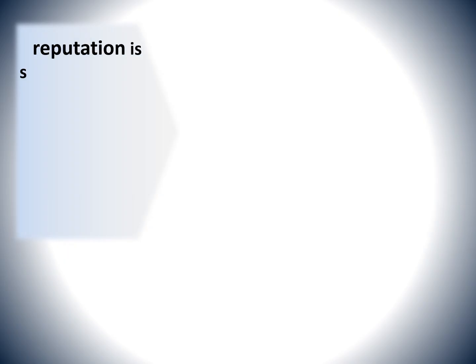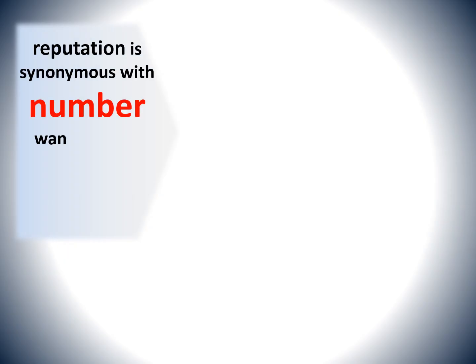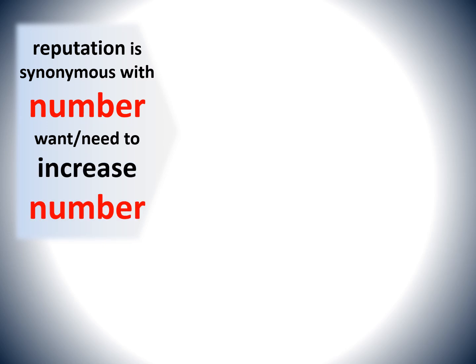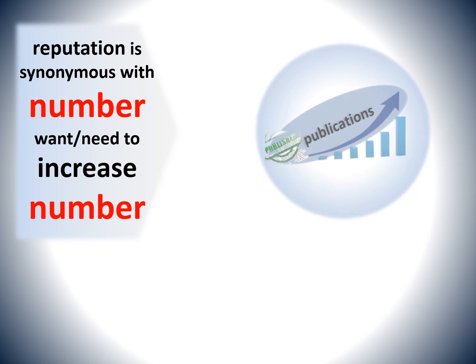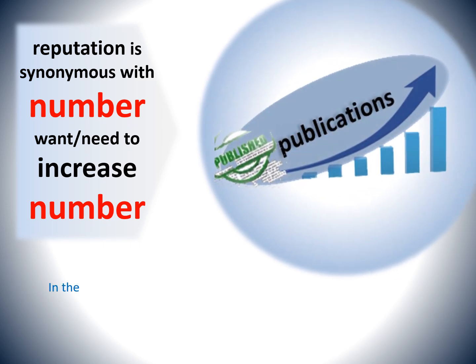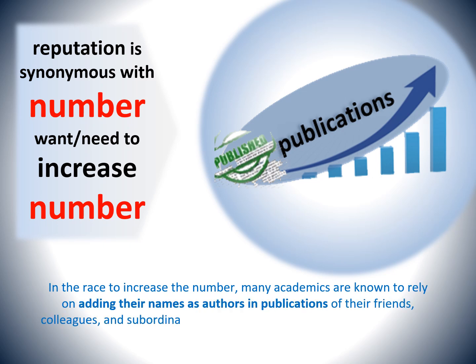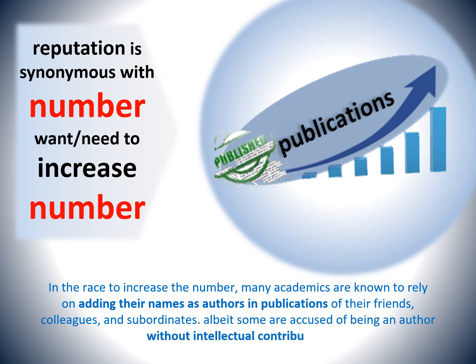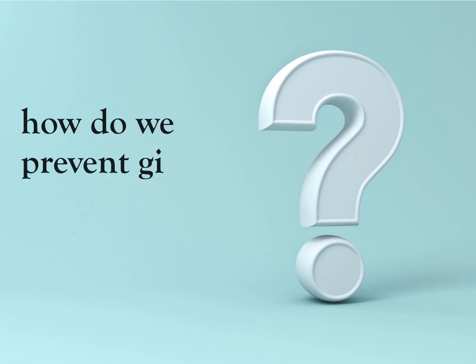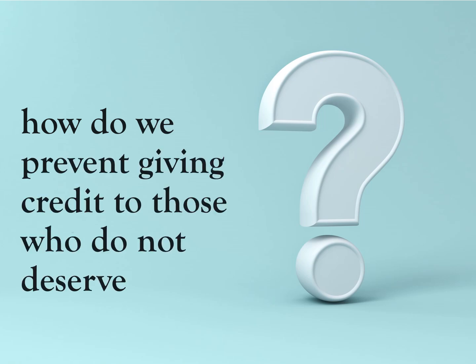In academia, reputation is synonymous with those numbers. Hence, academics want to increase their number. The easiest way to do it is to increase the number of publications. In the race to increase their number, many academics are known to rely on adding their names as authors in publications of their friends, colleagues, and subordinates, albeit some are accused of being an author without intellectual contribution. Now, the biggest question is, how do we stop giving credit to those who do not deserve it?